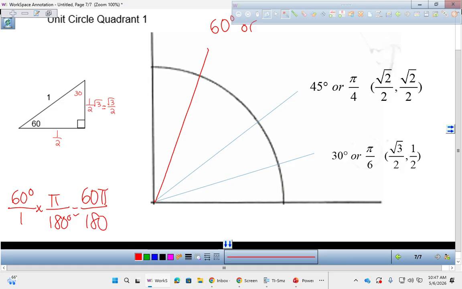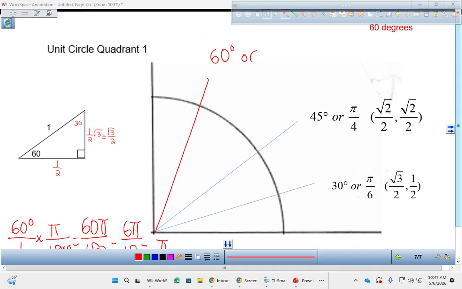Well, let's get rid of those zeros. So we've got 6 pi over 18. What can I divide both 6 and 18 by? 6. So 6 divided by 6 is 1, and 18 divided by 6 is 3. So 60 degrees is the same thing as pi over 3. It's 1/6, 1/4, 1/3.